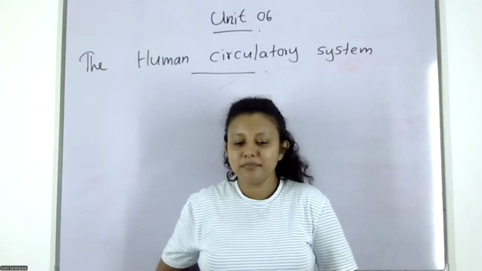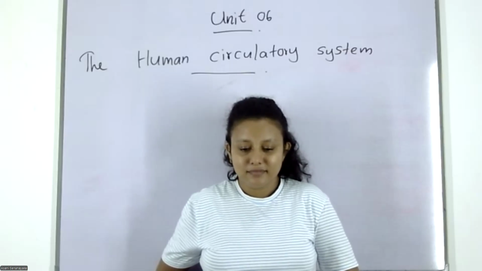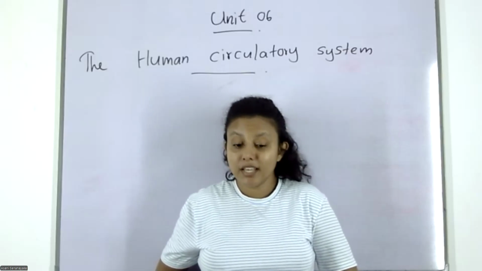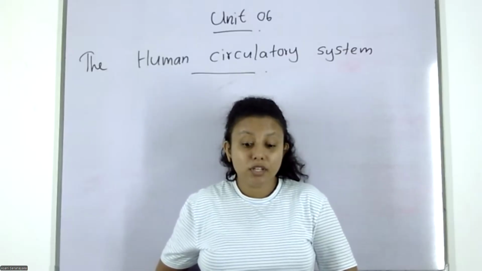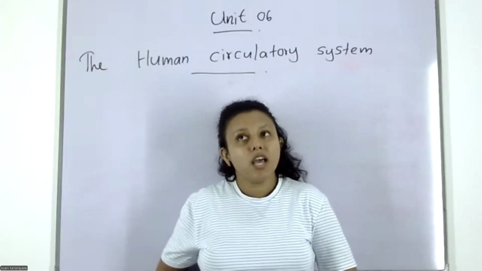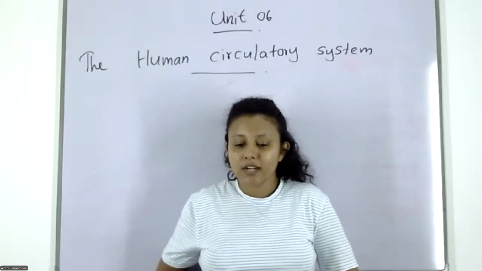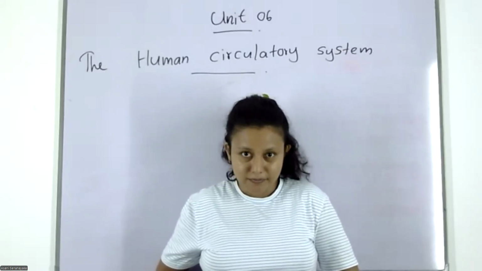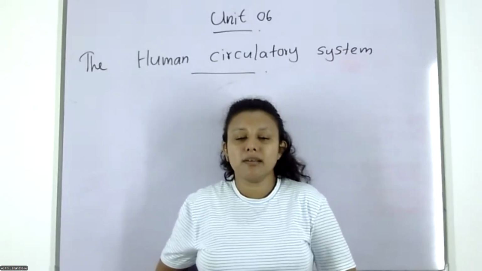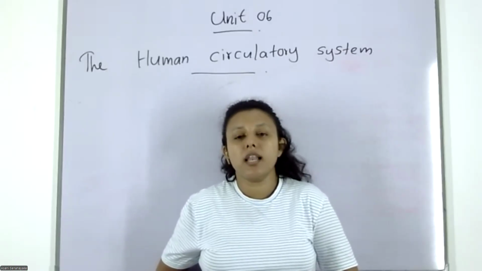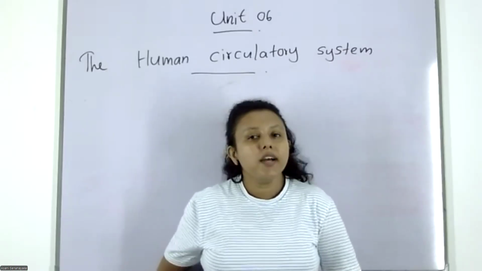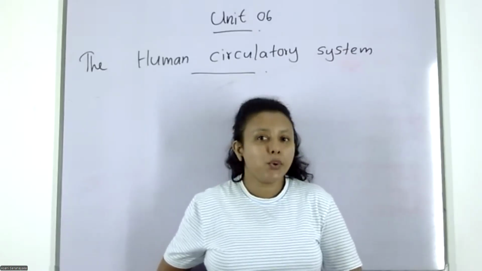Okay, digestive system. Again, you have learned the respiratory system in grade 7 and grade 8, and what else? Urinary system. Okay, respiratory system, urinary system you have learned. So three systems are learned by now. This is the fourth system that you learn.